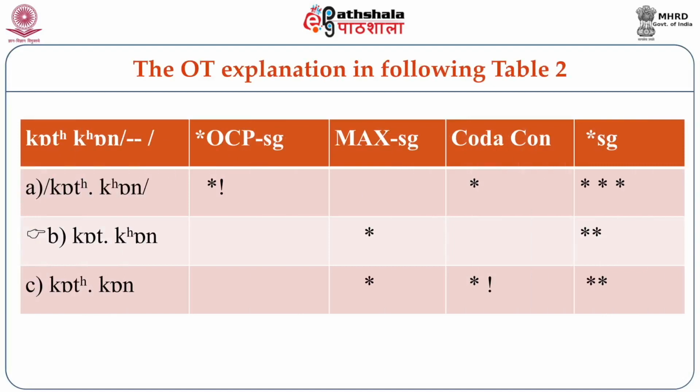Okay, so I am taking here the example cot con becoming cot con. So let's see what is happening. If you look at the tableau, we have got three candidates here, right? A, B, and C. In the first candidate, you can see the coda is also kh and the onset is also kh, right? So the first candidate violates the top rank constraint, that is OCP. Two instances of SZ cannot stay together.